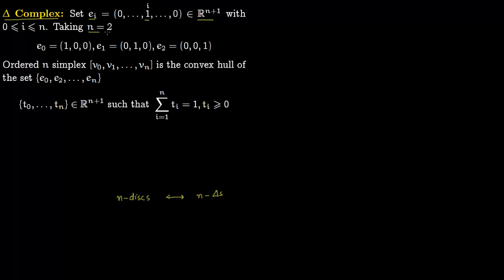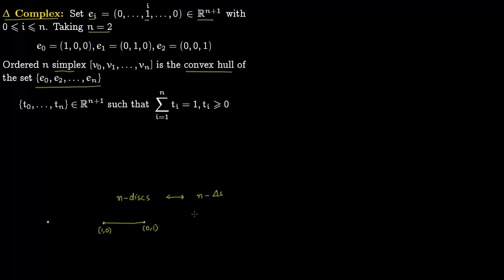For example, for n equals 2 you have three unit vectors E0, E1 and E2. The ordered simplex, the standard simplex, is nothing but the convex hull of this set of unit vectors. So the 0-simplex is just a point, the 1-simplex is just a line connecting the two points (1,0) and (0,1). For a 2-simplex you have a triangle.